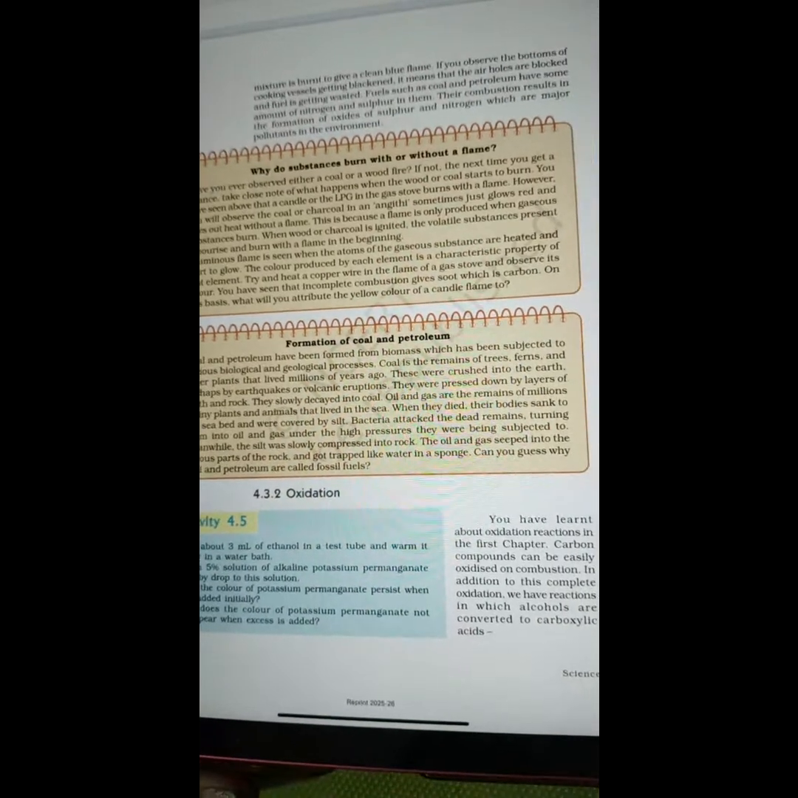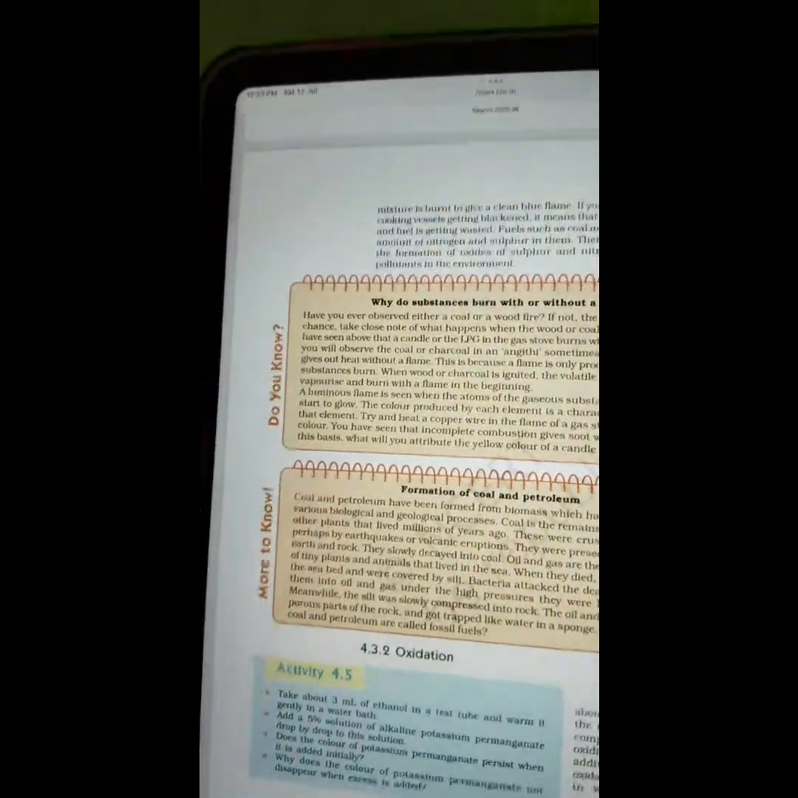You have learnt about oxidation reactions in the first chapter. Carbon compounds can be easily oxidized on combustion. In addition to this complete oxidation, we have reactions in which alcohols are converted to carboxylic acids.